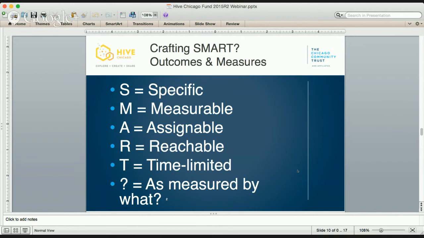Is your goal or project actually reachable, feasible? That's something to incorporate too. What's the time limit that you're going to do this project? And the question mark that we add, which is part of SMART, as measured by what? How are you going to measure all these different outcomes?